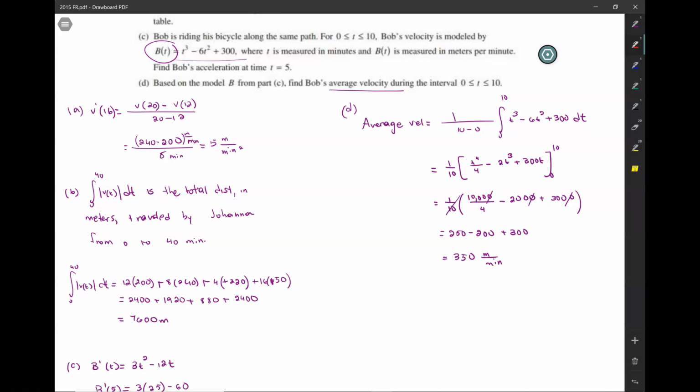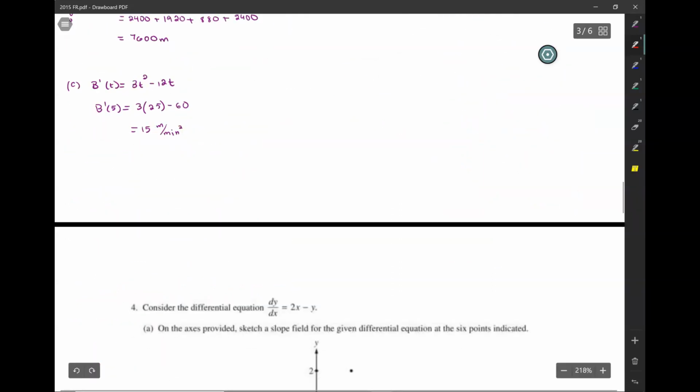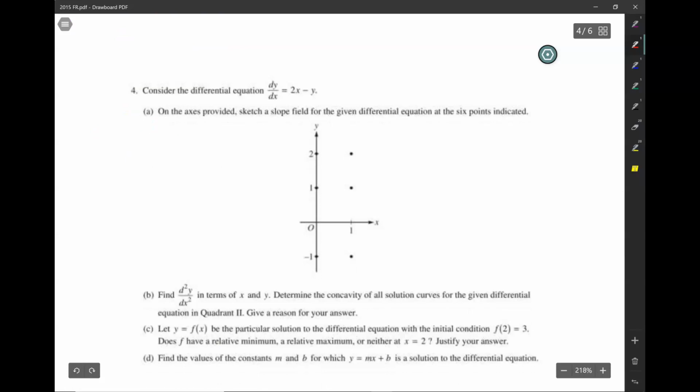This here, you've got dt, and then you're dividing by time, right? So this unit of time and this unit of time cancel each other out. So you're just left with this, which is a unit of velocity, meters per minute. Okay? Fabulous. Okay. Let's go to number 4.